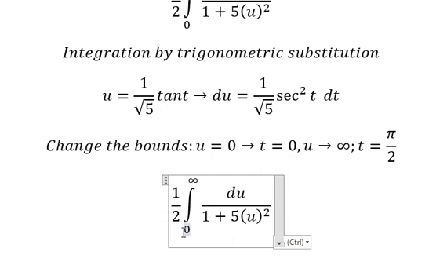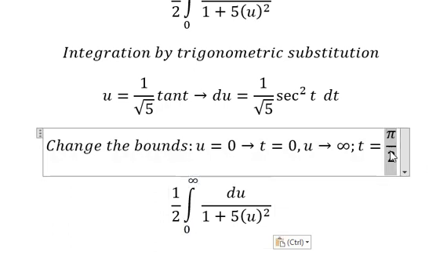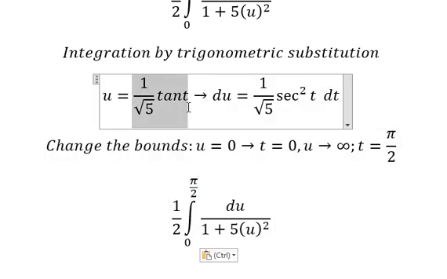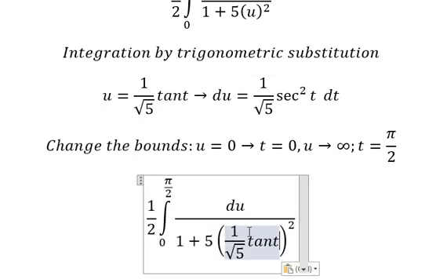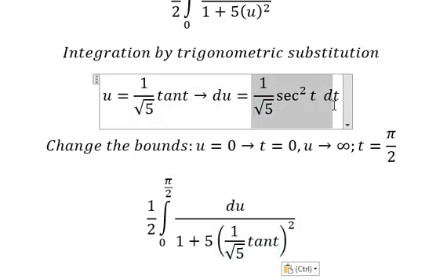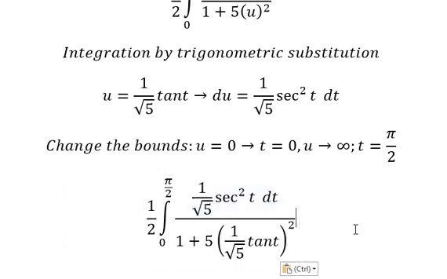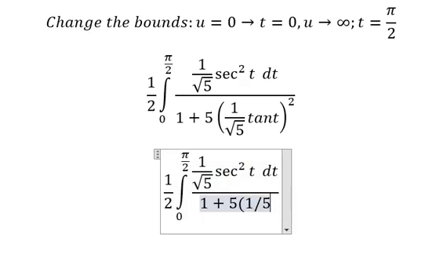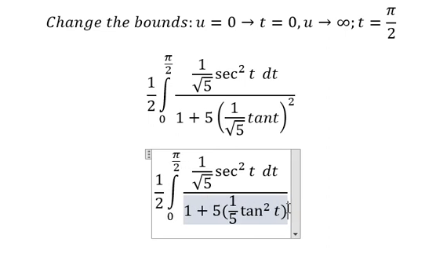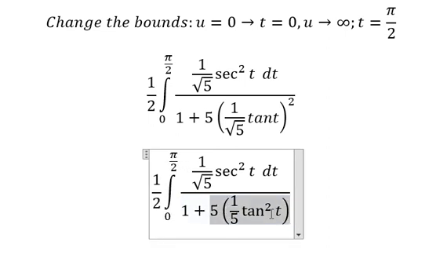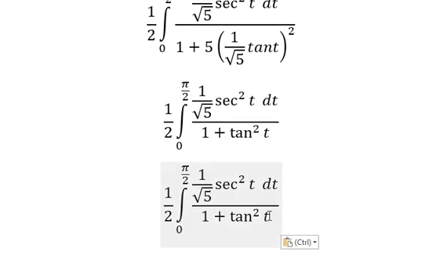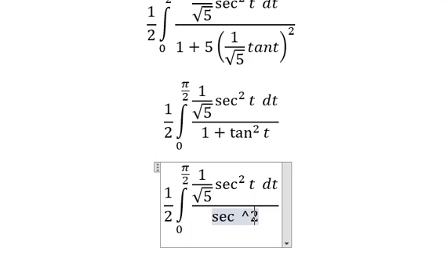So 0 we keep the same, positive infinity becomes pi over 2. For u, that is this one, and du, that is this one. So this one is 1 over 5 tan t squared. So the 5 and 5 we cancel. So this one is secant of t squared.